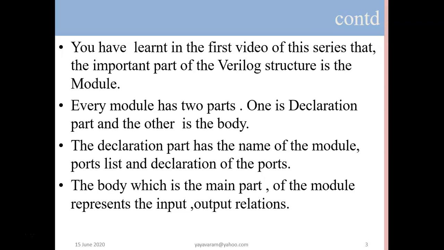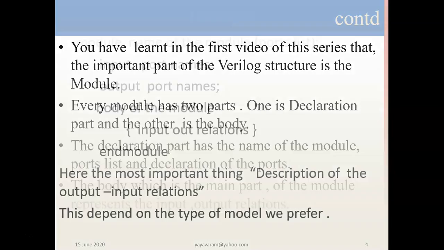You have learnt in the first video of this series that the important part of the Verilog structure is the module. Every module has two parts, as you know already. One is the declaration part, the other is the body. The declaration part has the name of the module, port list, declaration of the ports, etc. But the most important thing is the body of the module. The body of the module represents the input-output relations.